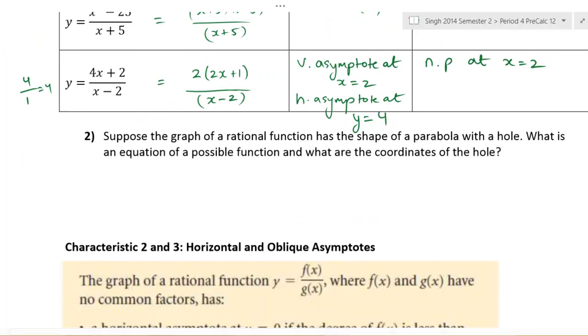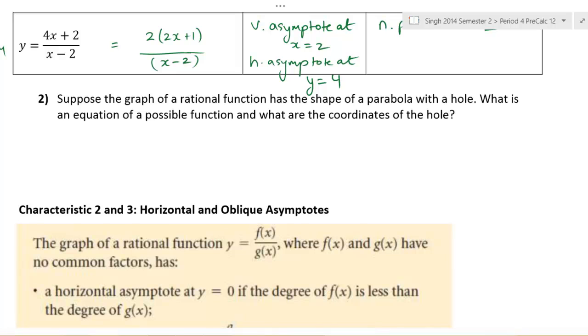Let's try another example here. Suppose the graph of a rational function has the shape of a parabola with a hole in it. What is an equation of a possible function, and what are the coordinates of that hole? Open-ended question. I'm giving you the criteria and the description of a function. It's a parabola with a hole in it. You need to work backwards and try and figure out what one possible equation is going to be. Now, because it's an open-ended question, we can have unlimited number of different expressions that will have this sort of a graph. So let's see if you can come up with one possible expression. I'll give you a moment to give this a try, and we'll compare answers.